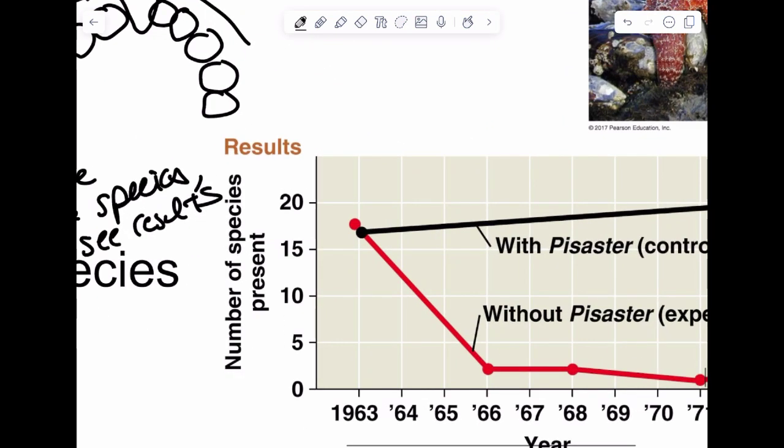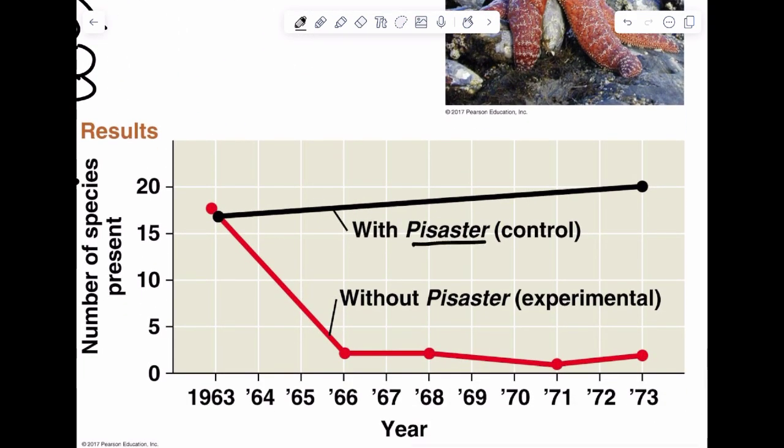So here they're looking at Pisaster, which is a sea star. I know you call them starfish. They're not fish, so they're not starfish. It's a star in the ocean, therefore it's a sea star.